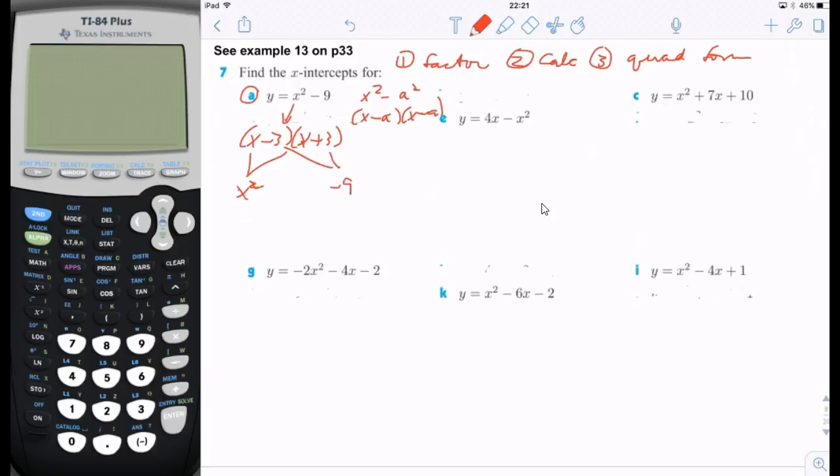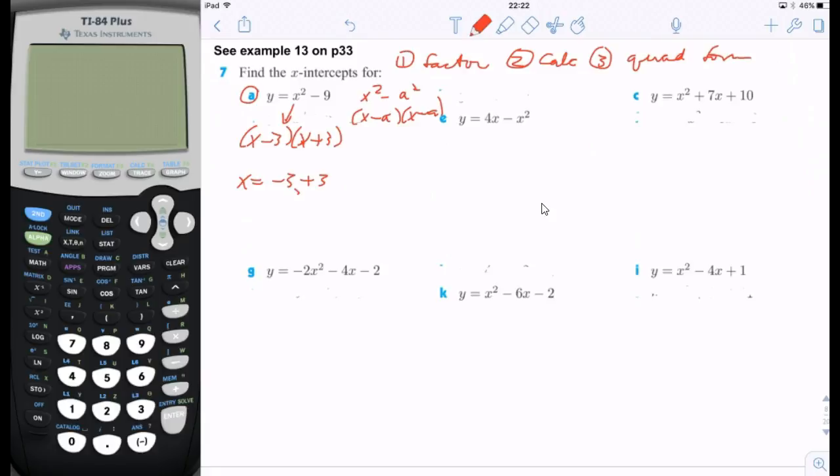And the cool thing about this one is, when I do the inside term and the outside term, I get negative 3x and positive 3x. Negative 3x and positive 3x cancel out. So then I just end up with x squared minus 9. So I just showed that if you have x plus a number and then x minus a number, if you multiply those together, the outside and inside terms of FOIL cancel out, and you just end up with the first term and the last term. Okay? So the x-intercepts in this case are going to be negative 3 and positive 3. Okay?